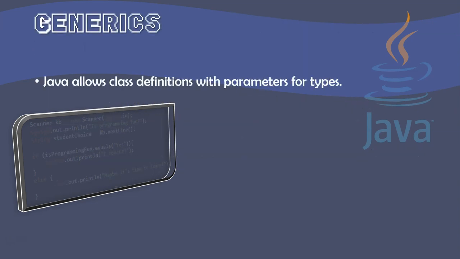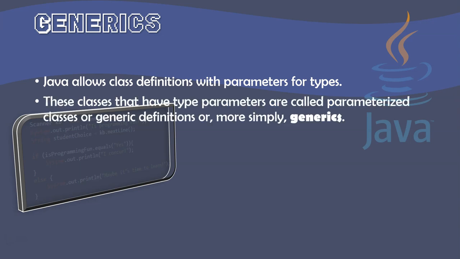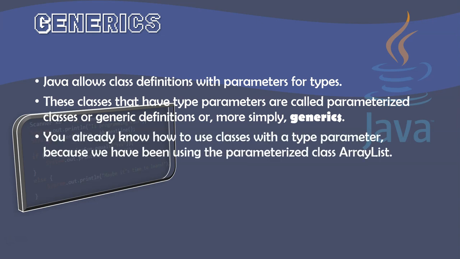And what is that structure that we're going to look at? Well, Java gives us the ability to allow class definitions with parameters for their types. Just like we saw with ArrayList, you can have a string type of an ArrayList. You can have an integer type of an ArrayList. These classes that have type parameters are called parameterized classes or generic definitions, or simply known as generics. Now, you already know how to use these classes with a type parameter because we've been doing this with our ArrayList, so it's not anything new for us to see these types of classes here.